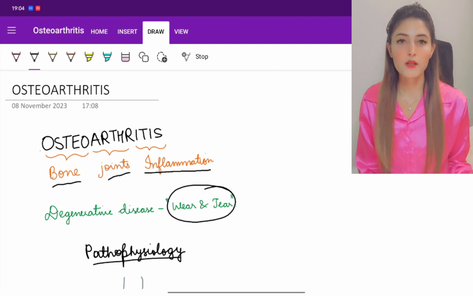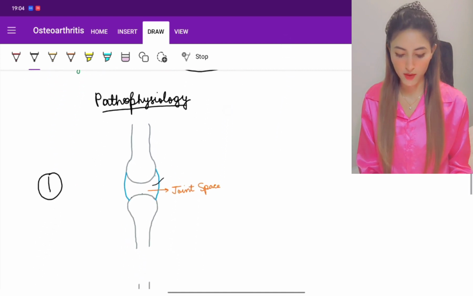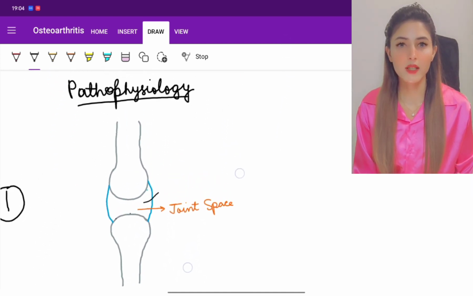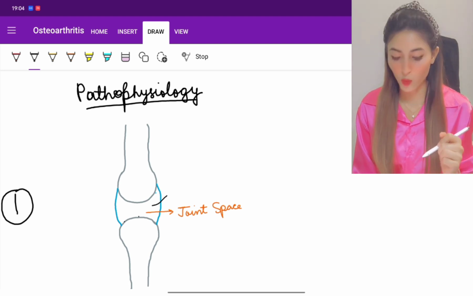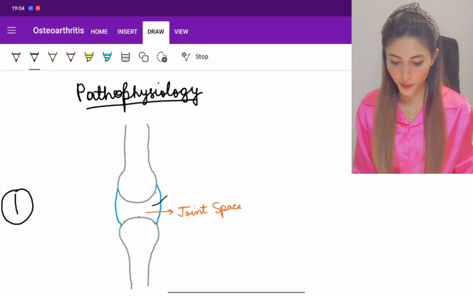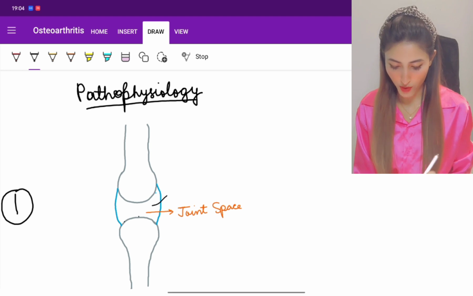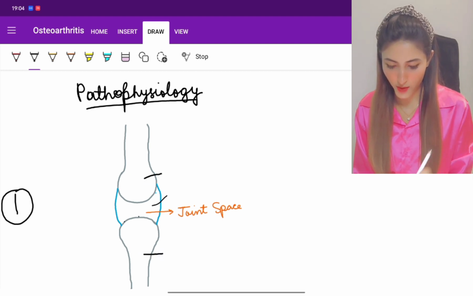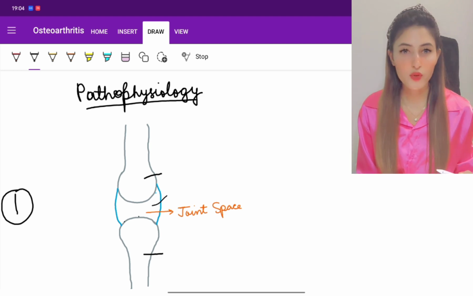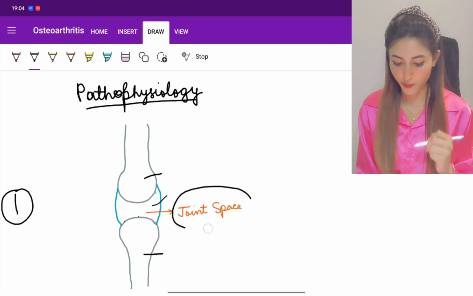Now, what is the pathophysiology of osteoarthritis? Just quickly learn the pathophysiology of osteoarthritis. Alright, just focus on picture number 1 right here. So, here are the two bones, and in between the bones, you can see a joint space.